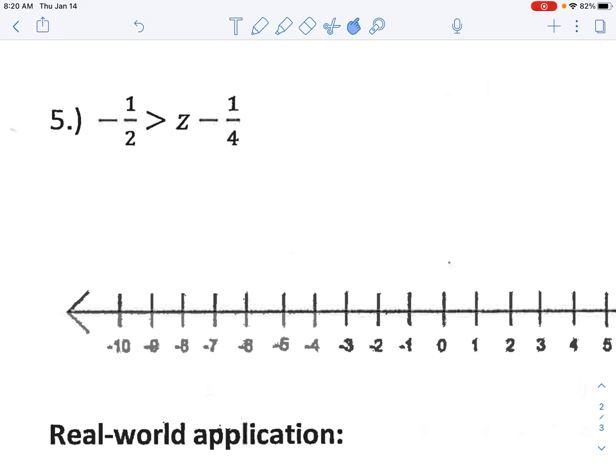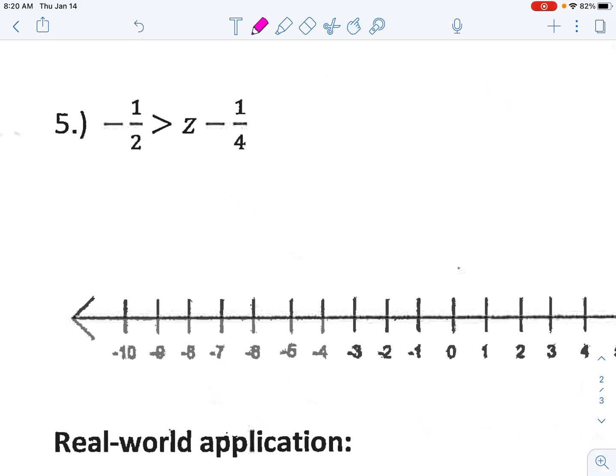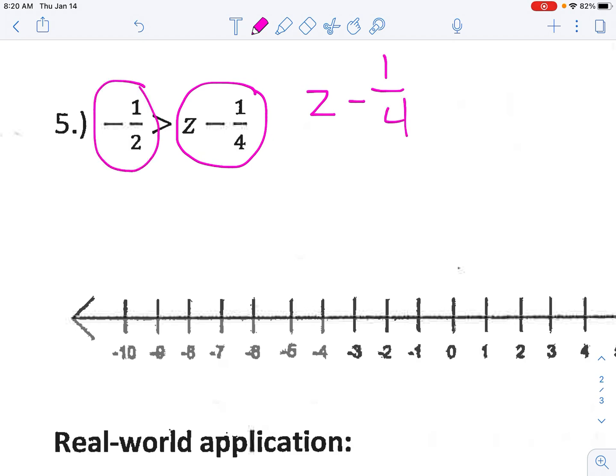Notice on this one, your variable is on the right. So the first thing I'm going to do is take everything on the right side and flip it to the left, and take everything on the left and flip it to the right, negative 1/2. So now we've got to look at our sign. Our sign is greater than. You have to flip it to less than to keep that meaning consistent.